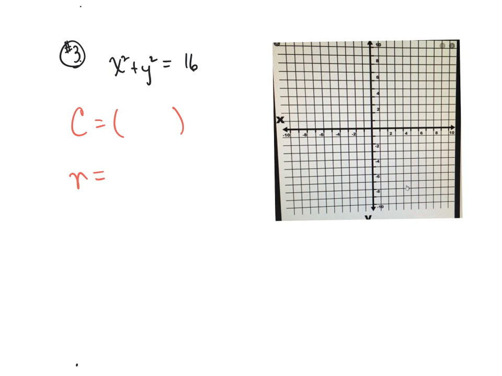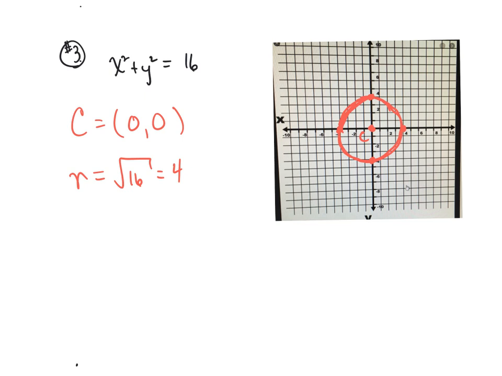Now, if there's no x to the first or y to the first, that just simply means that the center of the circle is located at 0, 0. All right, that's all that means. And then the radius is just going to be the square root of 16 in this case. So the square root of 16 is 4. And what that would tell me to do is go up 4, down 4, right 4, left 4. And again, do your best. All right, that one's a little shakier. But do your best to put a circle through those 4 points.